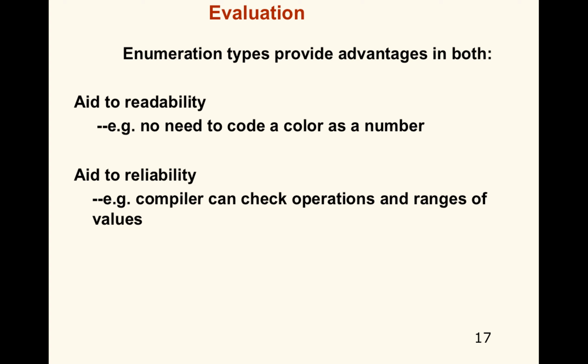So enumeration types provide advantages in both the aid of readability and the aid of reliability. Now, if I asked you a question on a final exam or something like that, like, provide 2 evaluation criteria, or what are some advantages of using enumerations in a programming language of your choice, and you said it aided in readability or it aided in reliability, you would actually get the question wrong because you're really not saying anything. So you need to explain why.